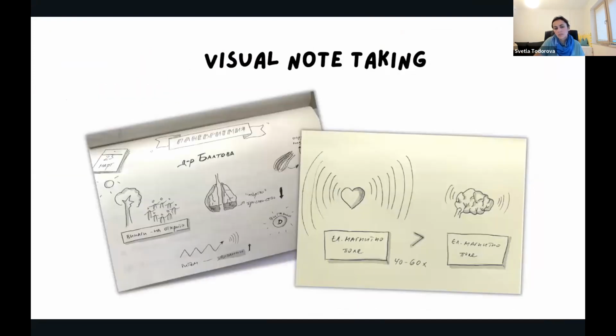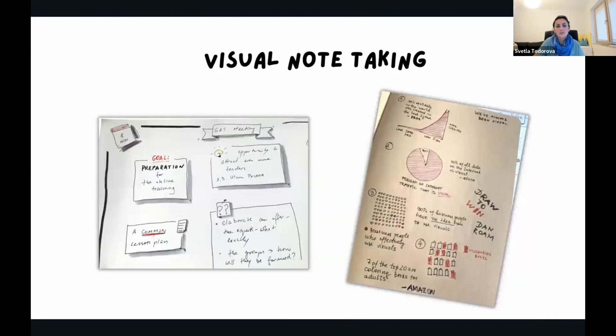Here is just an example of visual note taking. Again, it's in Bulgarian, but I think images are quite easy to understand. These are a couple of examples of taking notes visually. When you take notes in this way, for lots of people it's much easier to remember and to understand afterwards, because to draw it, you actually need to structure it and reframe it in your own way, instead of just writing and maybe not understanding what it's about.